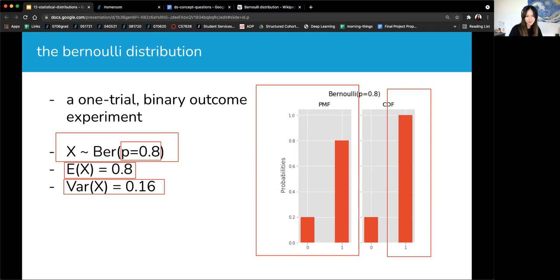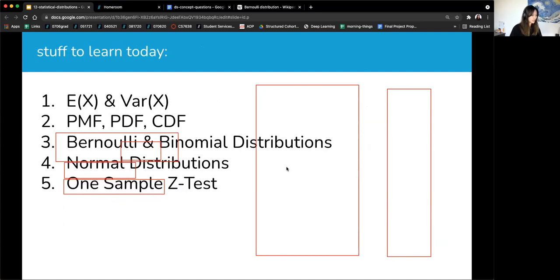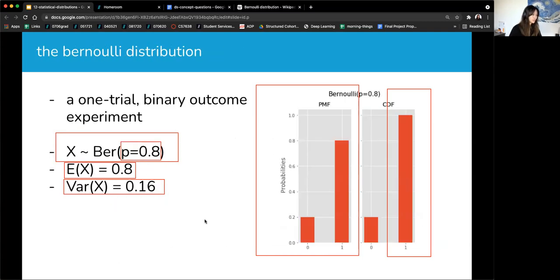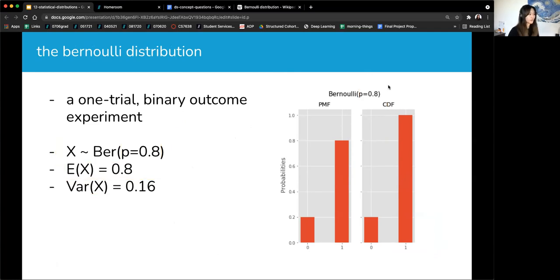That's not something that you have to remember, but that's how you get 0.16 here. If you were to work out that equation that we had from a few slides ago, back here, you'll find that the variance of a Bernoulli distribution is just going to be the probability multiplied by 1 minus probability. So in this case, 0.8 times 0.2 will give you 0.16. Let me clear these drawings. Okay, so that's a Bernoulli distribution.